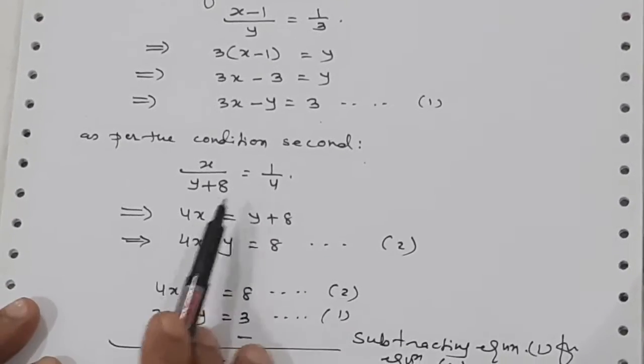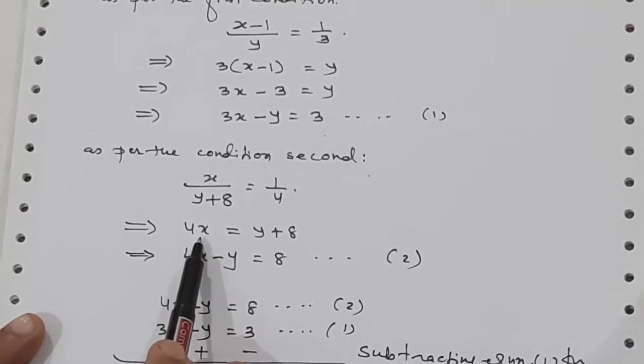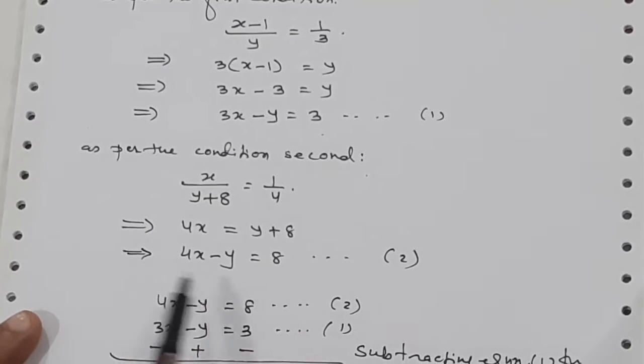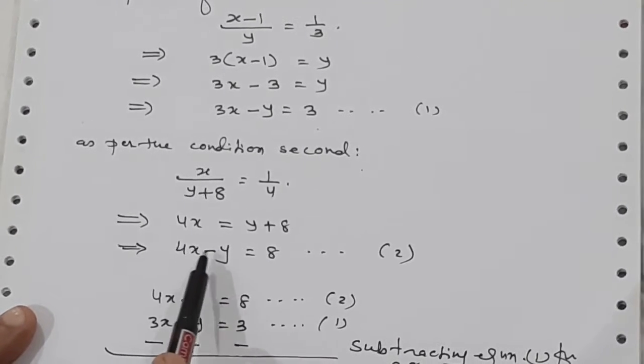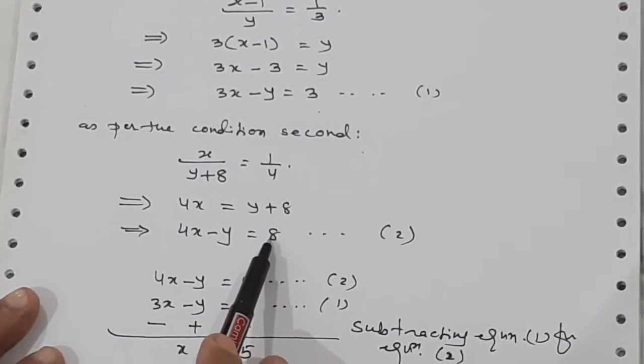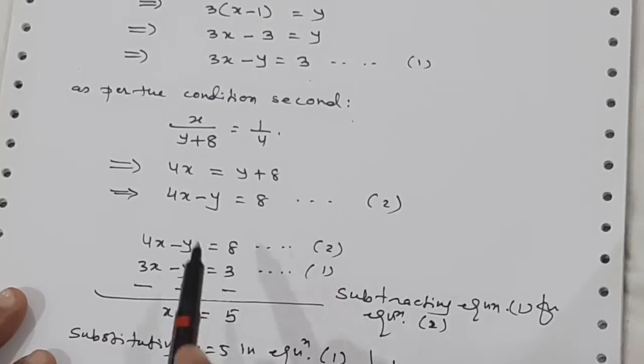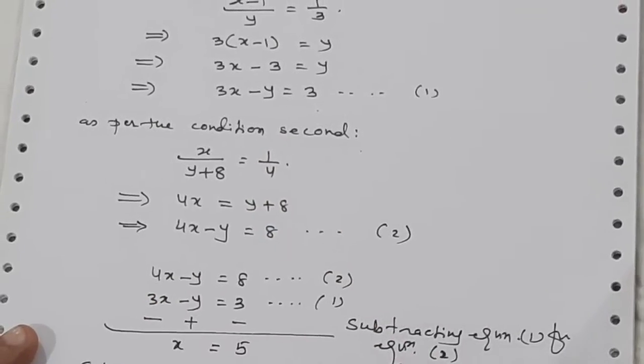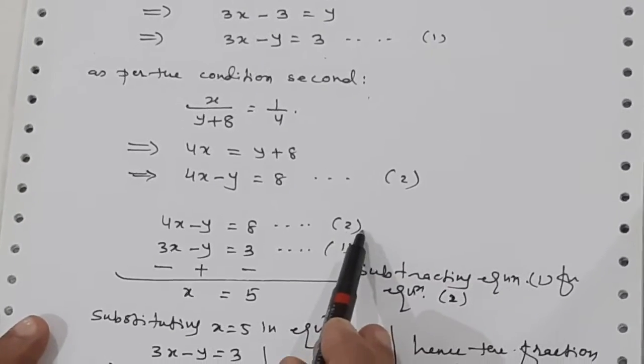Again cross multiplying. X multiplied by 4, 4x, and 1 multiplied by y plus 8. Adjusting the terms. 4x minus y is equal to 8. Now again you see here y term is same. So we'll use elimination method. We'll take the equation 2 first. You can take 1 also.